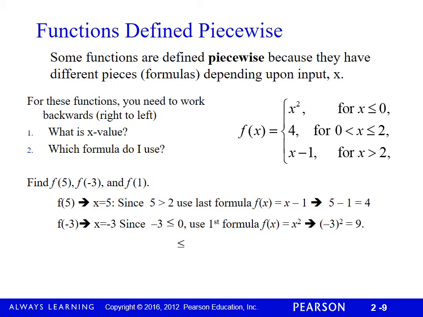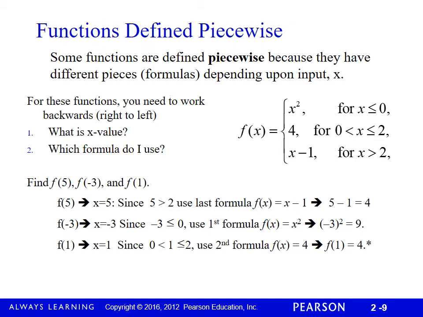I saved this one for last because it has a confusing element as well. First, we look at what the x value is. x equals 1. It's not less than 0. It is between 0 and 2, so we're going to use the second function, f of x equals 4. Now remember, this is a constant. There is no x to plug in, so we don't add 1 to it, we don't multiply it by 1, we don't divide it by 1. We just plug in the value.